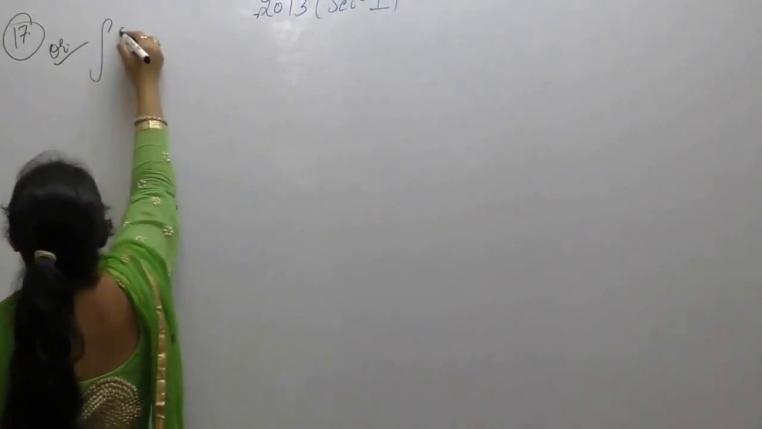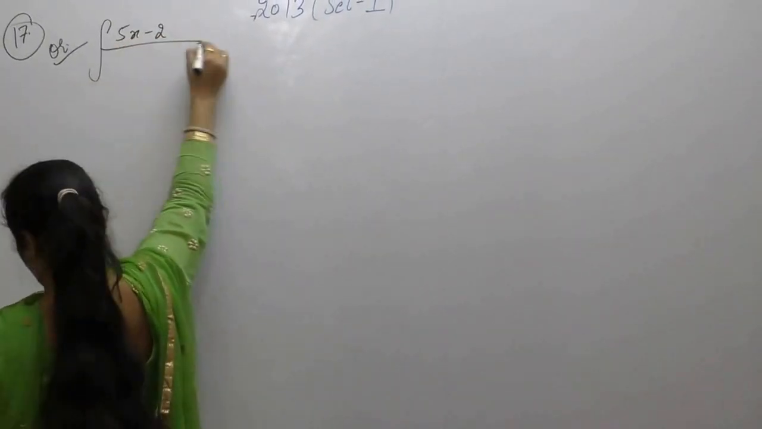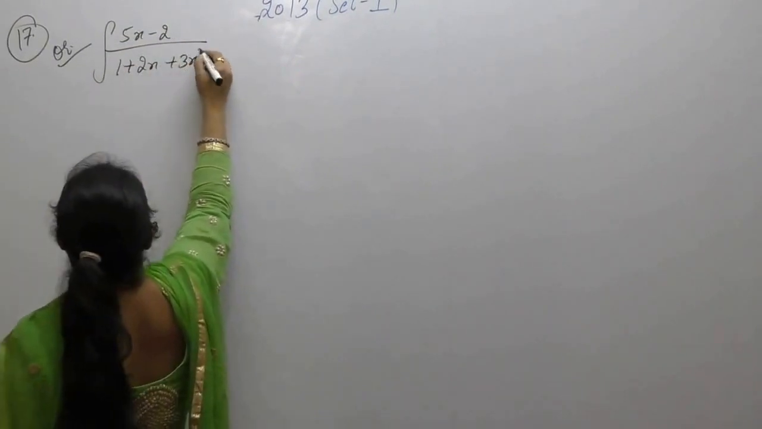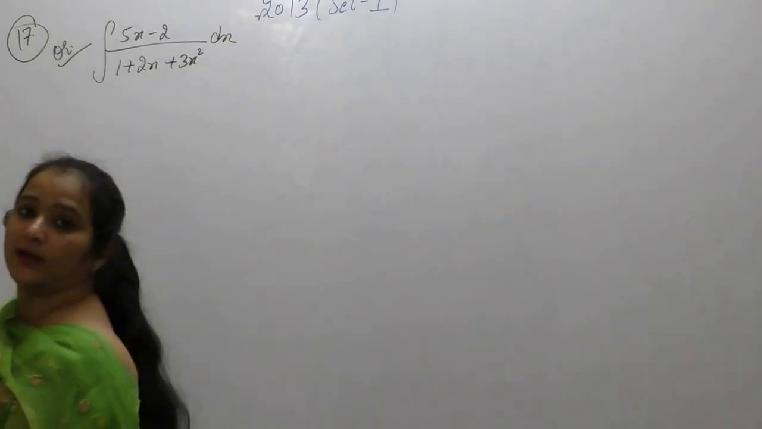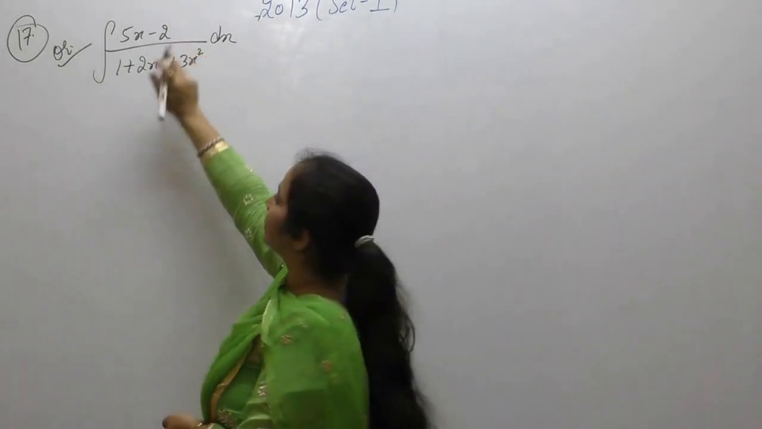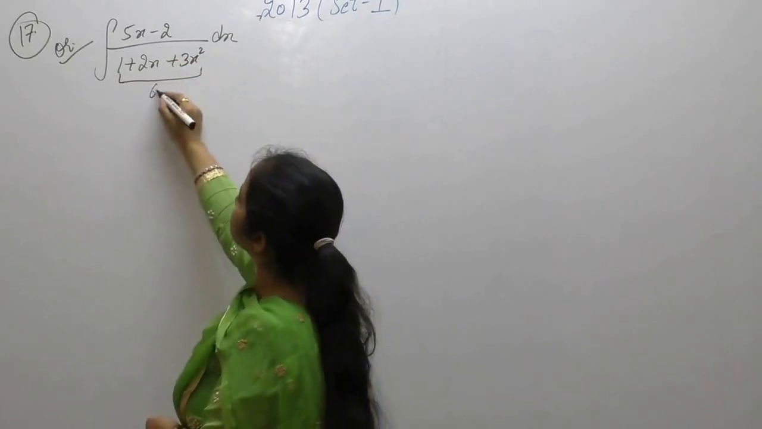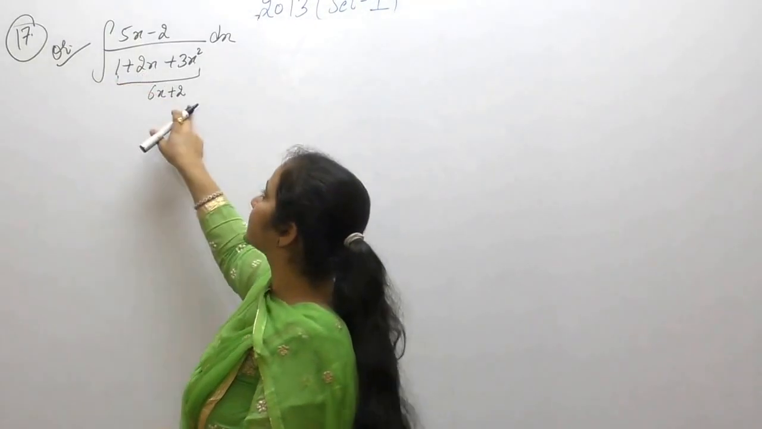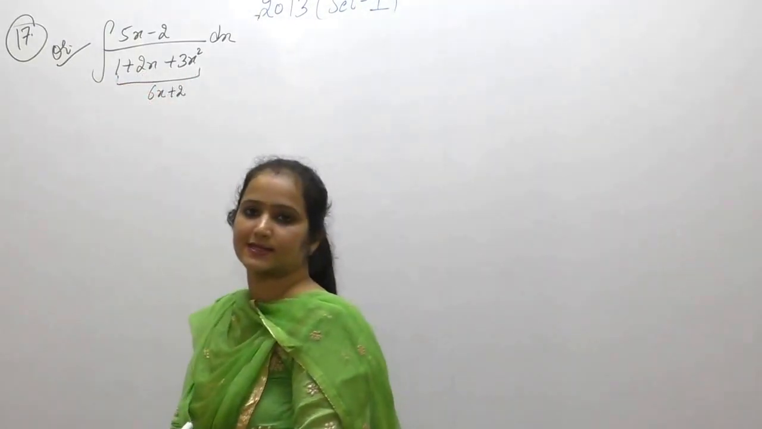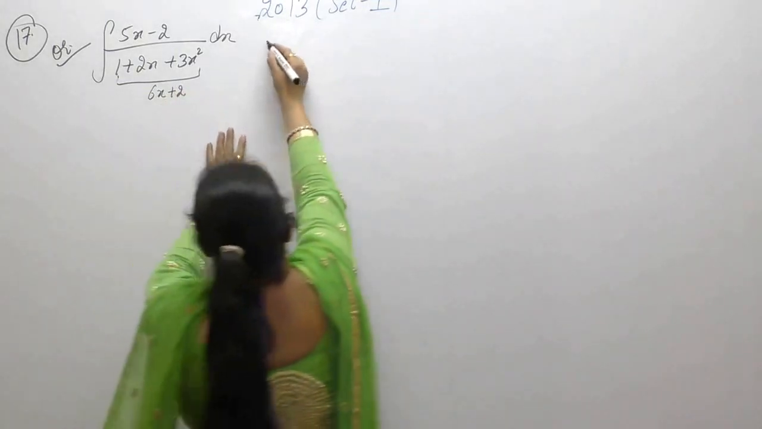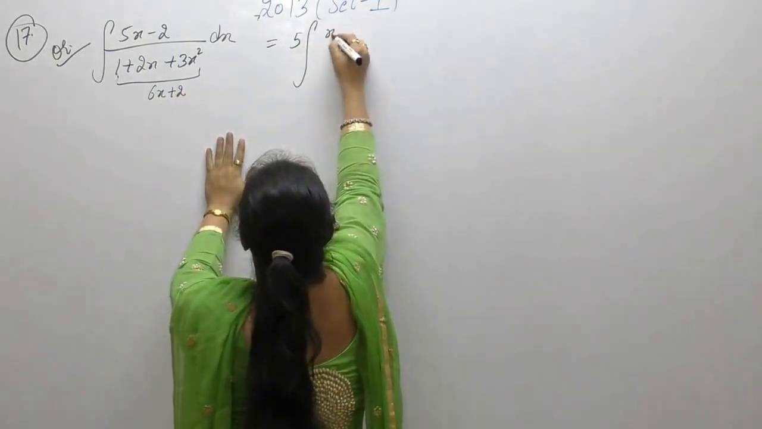Evaluate the integral of (5x minus 2) upon (1 plus 2x plus 3x square) dx. In this question, first compute the derivative of the denominator for the numerator. The derivative of this term is 6x plus 2: derivative of 1 is 0, of 2x is 2, of 3x square is 6x. Now we want this term in the numerator, so first take 5 common.